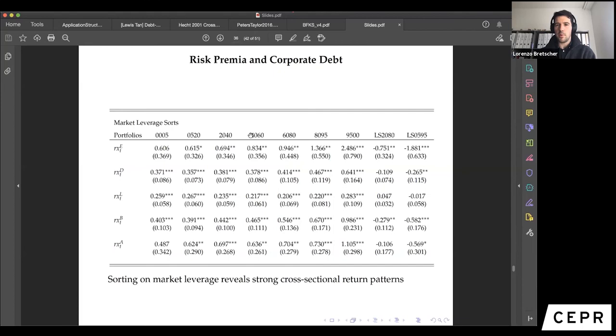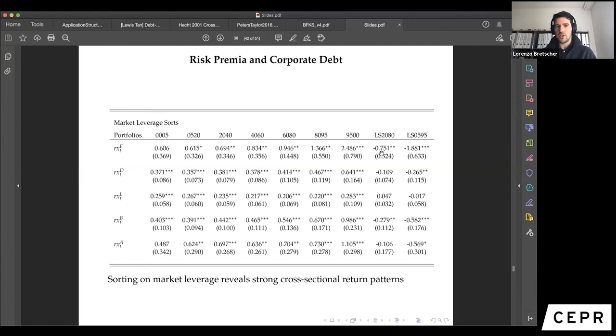So the long short strategy 20-80 tells you essentially what is the spread, being agnostic about the very tail of these sorts. And here you would see that even in these more conservative spreads, there is a significant spread in equity returns and also bond returns, not in asset returns. That's not what you would expect. Hence, there seems to be evidence for a leverage premium, or at least leverage seems to be a sorting variable.